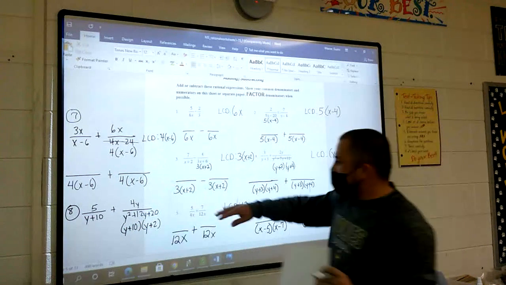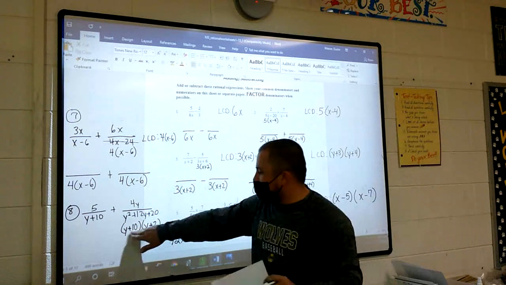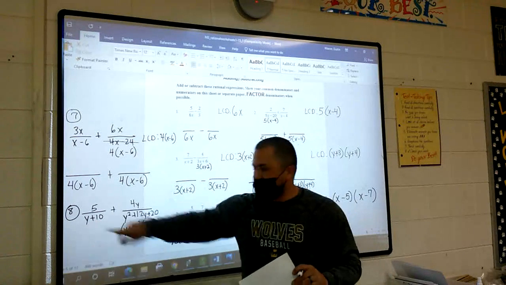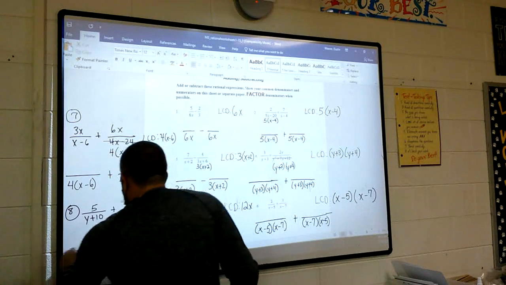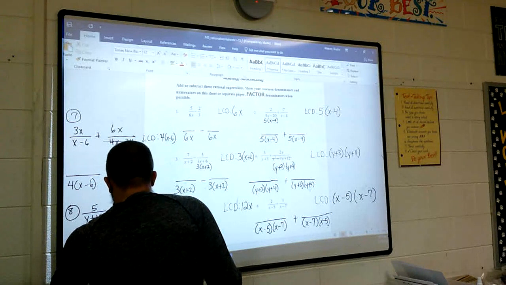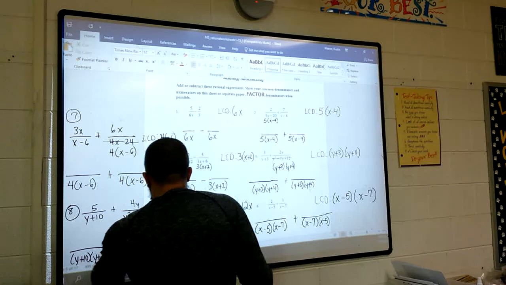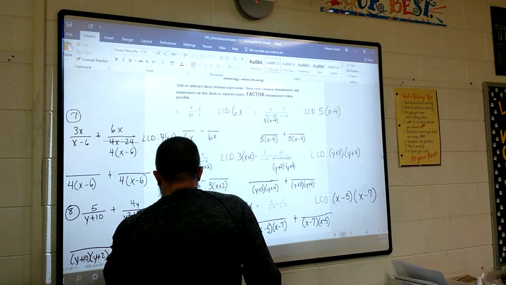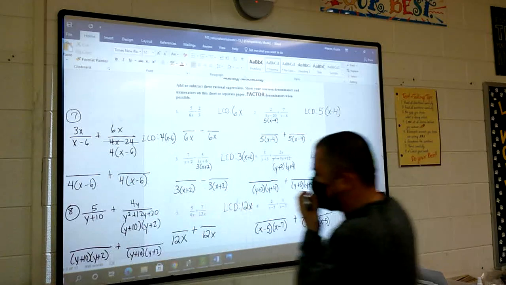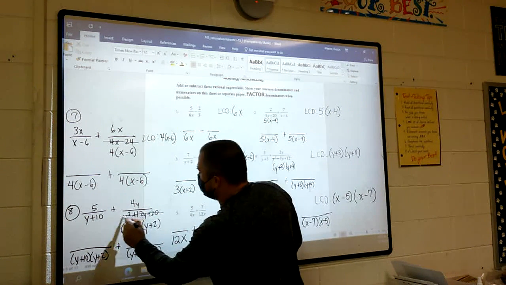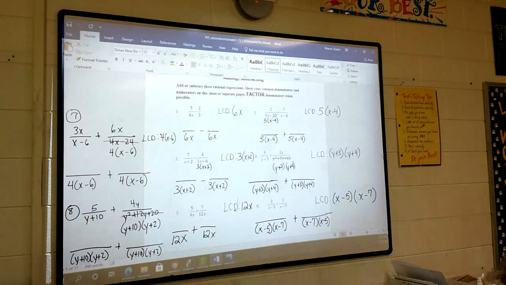So think about it. The least common denominator, they both have y plus 10, and then this one also has y plus 2. So it's going to be y plus 10 and y plus 2. My first fraction is going to be missing the y plus 2, so I've got to multiply it by y plus 2. My second fraction is good. It's already got the y plus 10 and the y plus 2.